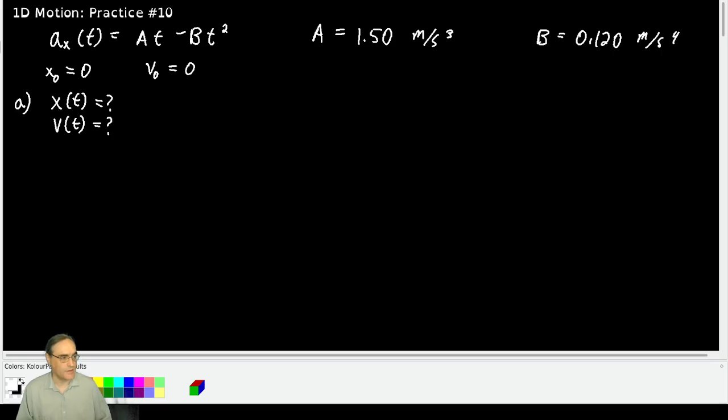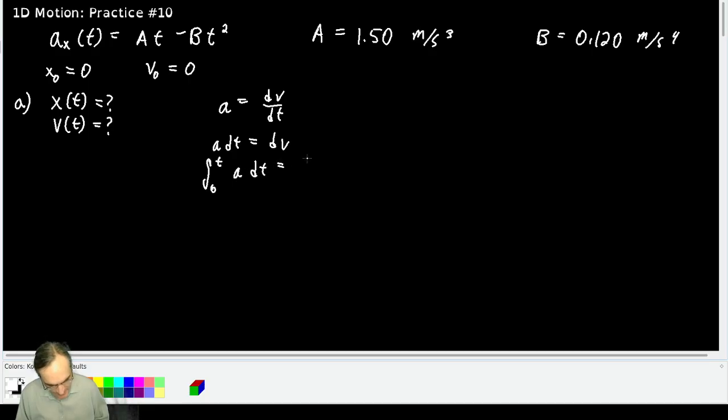All right, so here's what I've written down from all of that. It's exactly what I was reading out as we went through. Let's start with v. Why? Because acceleration is the derivative of velocity with respect to time. And we can simply separate and integrate there. So the integral from 0 to t of the acceleration dt will be equal to the integral from v0 to v of dv. And in this case, we have to plug in our a, which is at minus bt squared.